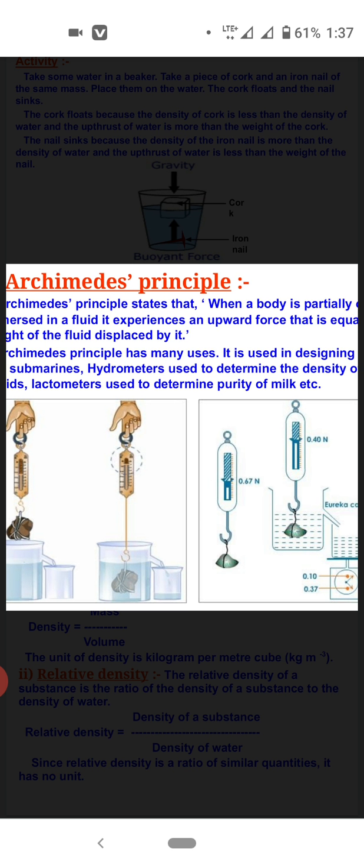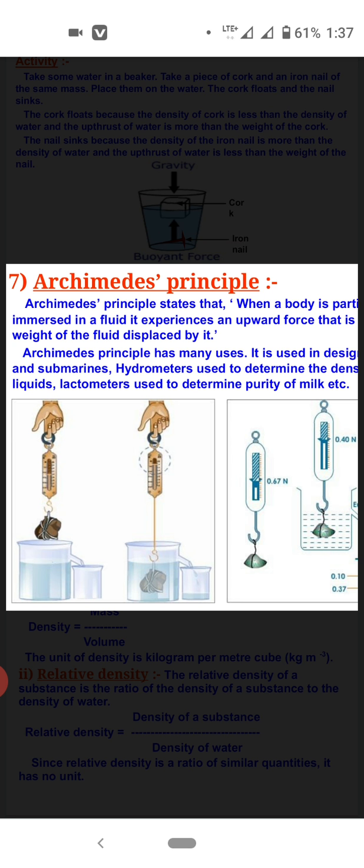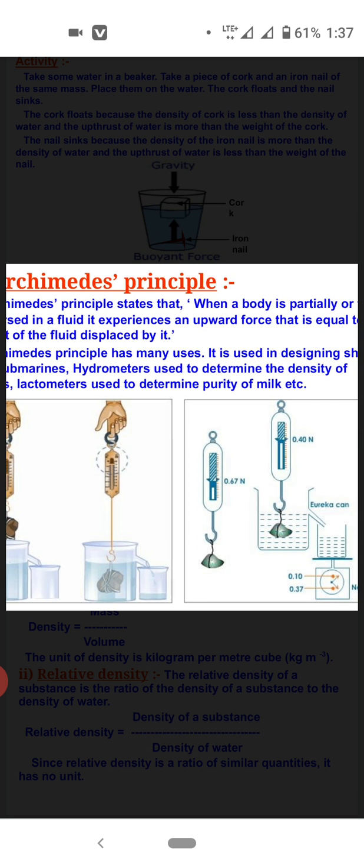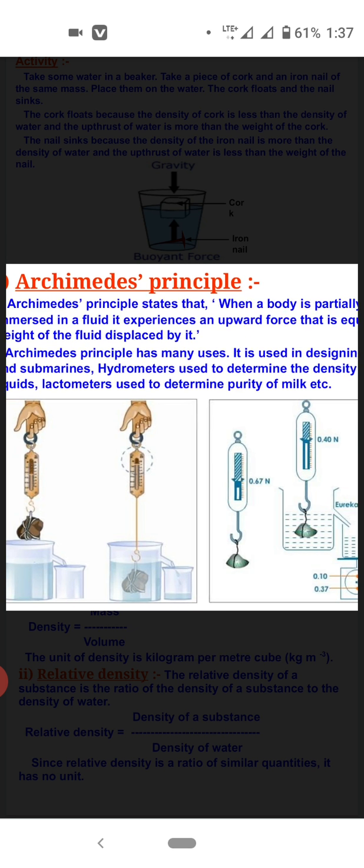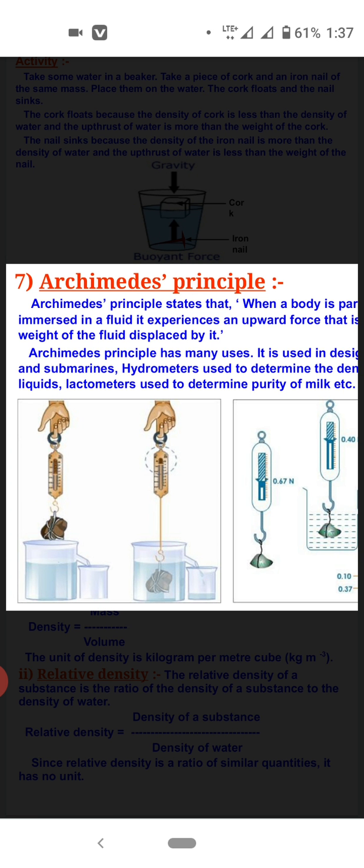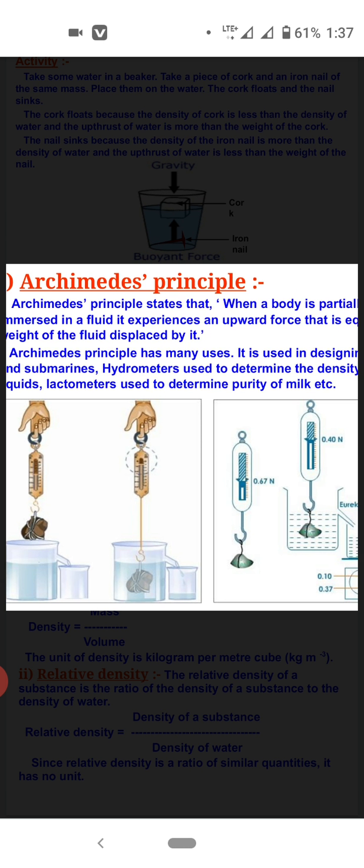There are various uses of Archimedes principle. It has many applications in daily life. It is used in designing ships and submarines. Lactometers, which are used to determine the purity of a sample of milk, and hydrometers, used for determining the density of liquids, are based on this principle.